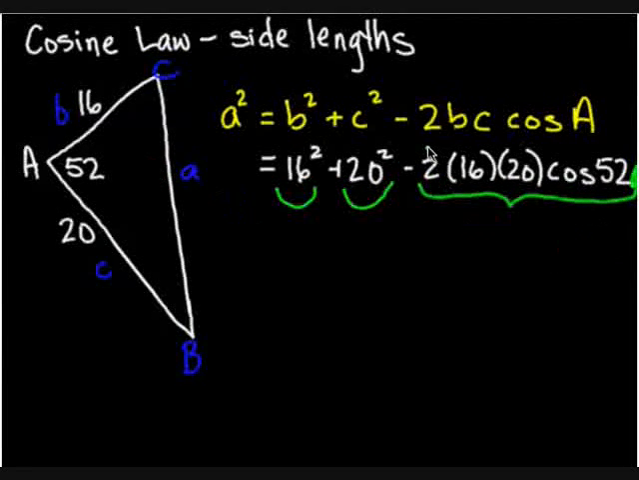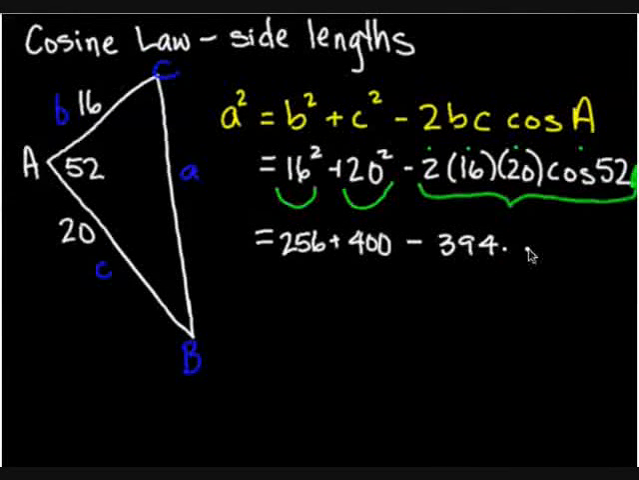And this is 1, 2, 3, 4 elements all multiplied together. And your calculator will do that for you. Just go 2 times 16 times 20 times the cosine of 52. Remembering that this is some special decimal that your calculator is going to kind of access for you. So the 3 parts that we get here are 256 plus 400 minus 394, and my decimal is 0.02.